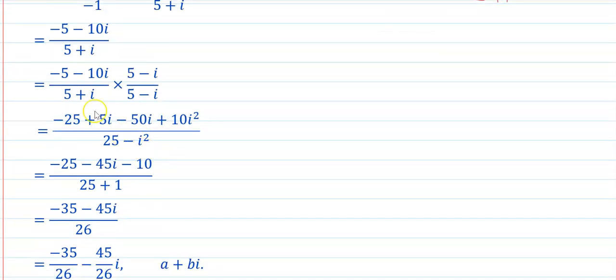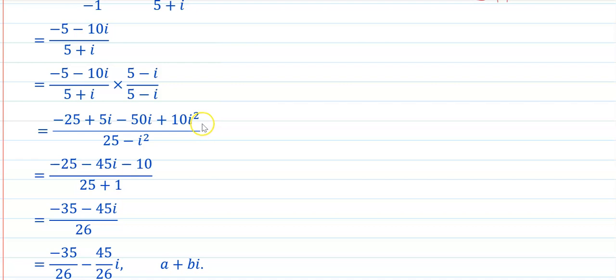Okay. Now what about the denominator? (a plus b)(a minus b) means what? a square minus b square, means 25 minus i square. Next multiplication: multiply (minus 5 minus 10i) by (5 minus i). Minus 5 into 5, you will get minus 25. Minus 5 into minus i, you will get plus 5i. Minus 10i into 5, you will get minus 50i. Minus 10i into minus i, you will get plus 10i square.